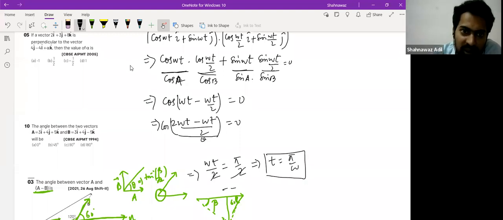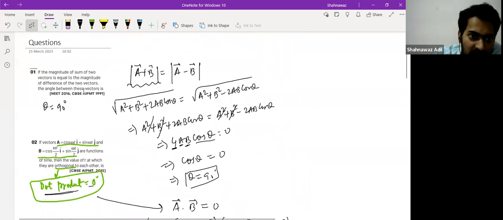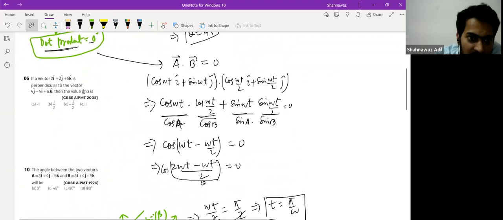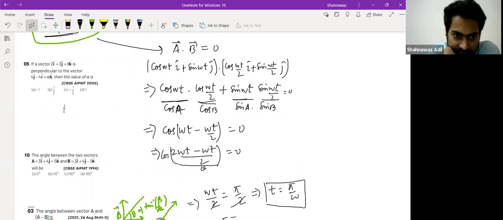Understood? So this was the answer for this question. And again, let us solve some more questions. So we did this question and this is done. If a vector is perpendicular to the vector, then the value of, this is simple. So you guys solve this question and tell me the answer in 5 minutes.